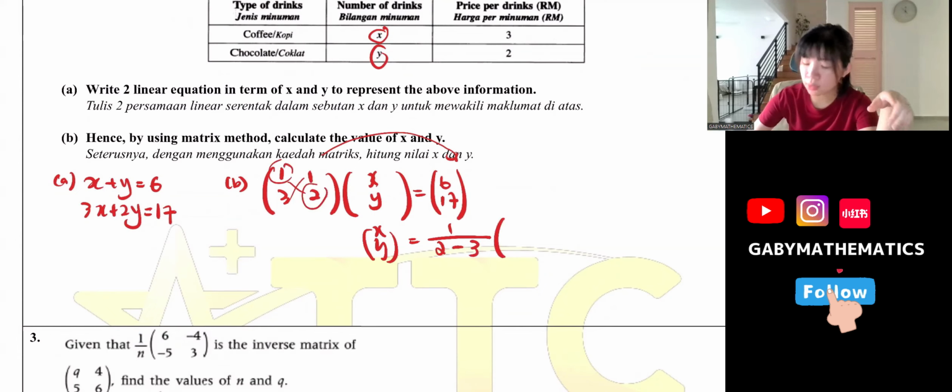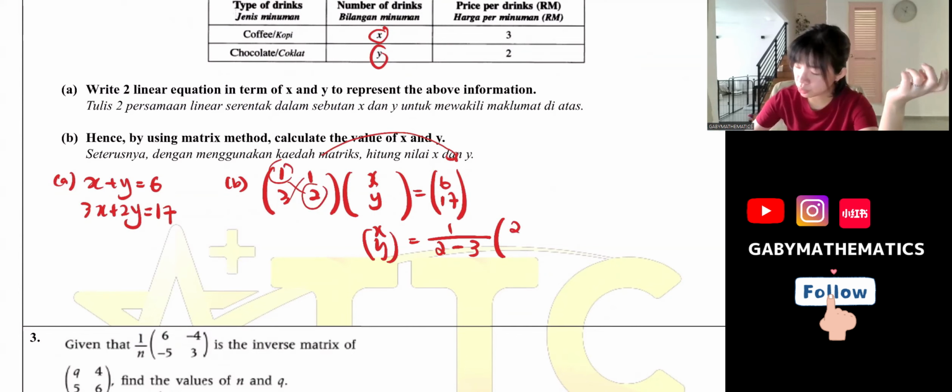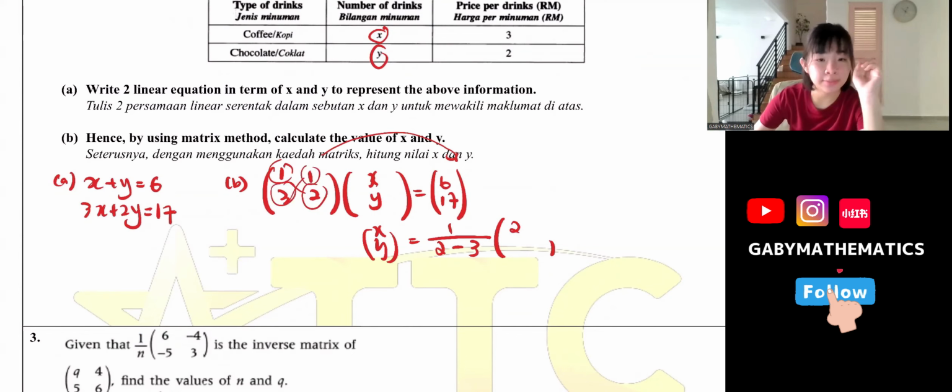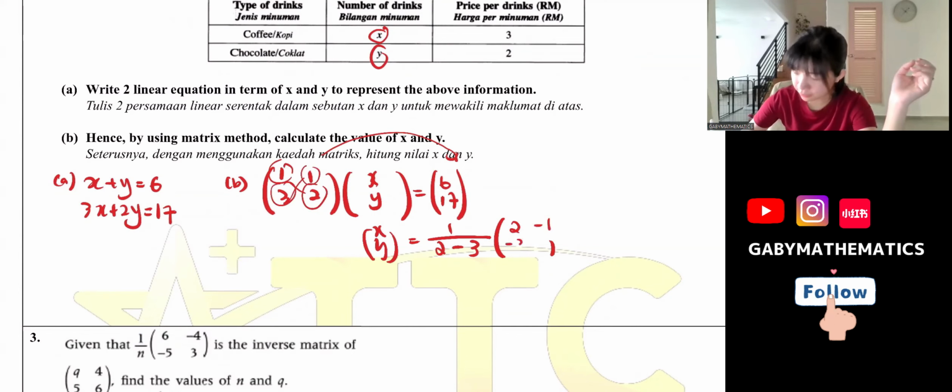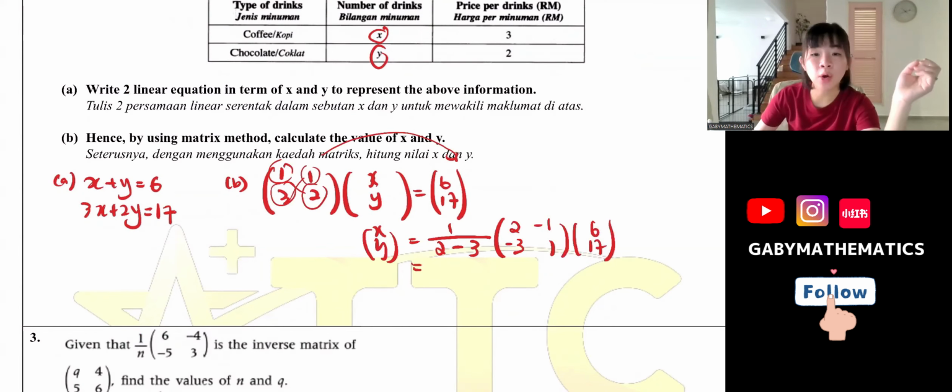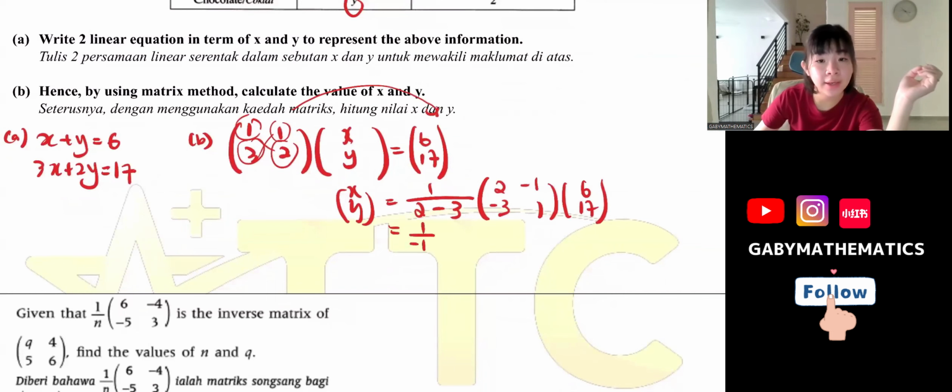So the 1 and 2, the A and D, switch and become 2, 1. The B and C are multiplied by negative, becoming negative 1, negative 3. Followed by [6; 17]. 1 over 2 minus 3, so it's actually negative 1.